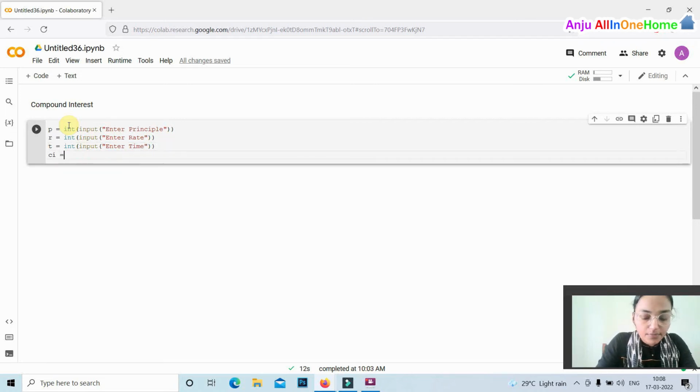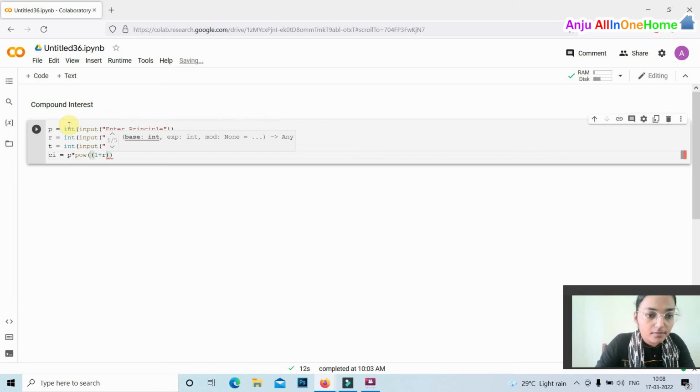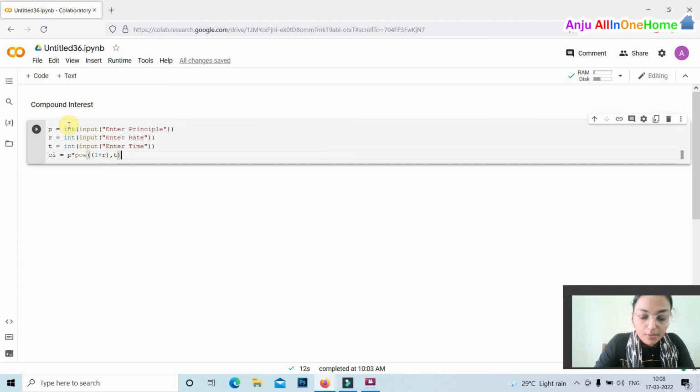Then the formula for calculating compound interest: ci equal to p star power of 1 plus r by 100 comma t.